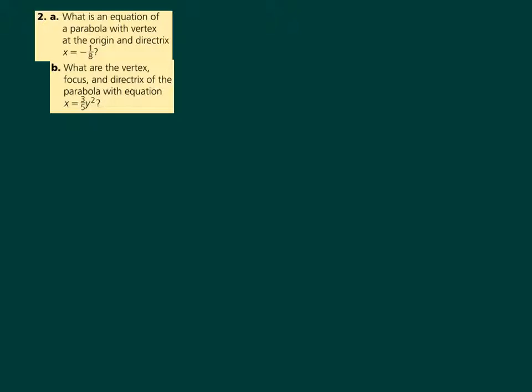What is an equation of a parabola with vertex at the origin and directrix x equals negative 1/8? So again, we have to determine, is it vertical or is it horizontal? If the directrix is negative 1/8, that line is going to look like this. And if your directrix is vertical, your parabola is going to be horizontal, and vice versa. If your directrix is horizontal, your parabola is going to be vertical. They always go opposite.